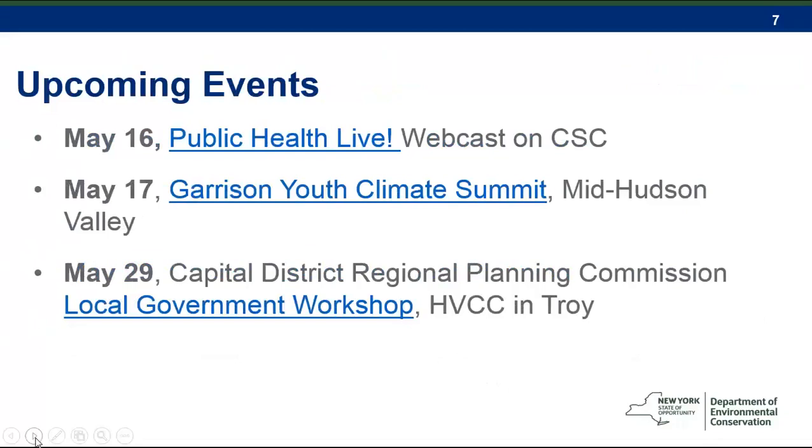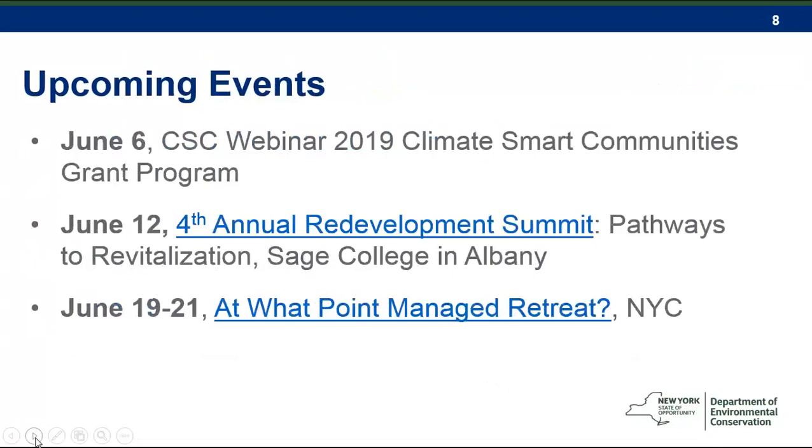A few upcoming events. May 16th, the Public Health Live webcast on the Climate Smart Communities Program. The Garrison Youth Climate Summit in the Mid-Hudson Valley on May 17th. May 29th, the local government workshop put on by the Capital District Regional Planning Commission at Hudson Valley Community College in Troy. On June 6th, we'll host a webinar about our Climate Smart Communities grant program. On June 12th, there's the 4th Annual Redevelopment Summit at the Sage College in Albany. And June 19th through 21st, the At What Point Managed Retreat in New York City.